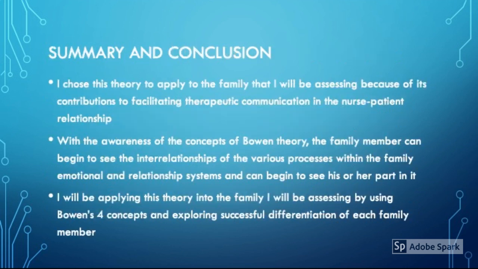I chose this theory for my family assessment assignment because it focuses on the family as a whole and focuses on successful relationships within the family. And as a family nurse, you do just that. You focus on the family unit as your sole client rather than just looking at the individual solely. I will be applying this theory to the family I will be assessing by using Bowen's 4 concepts and exploring successful differentiation of each family member.